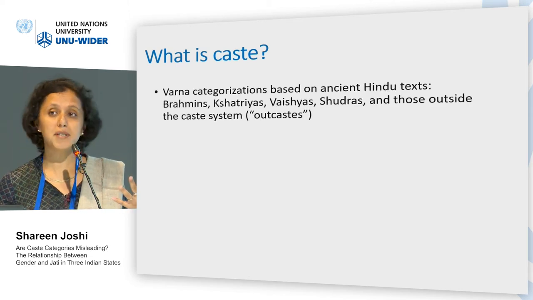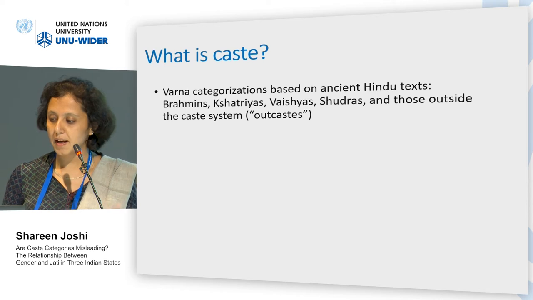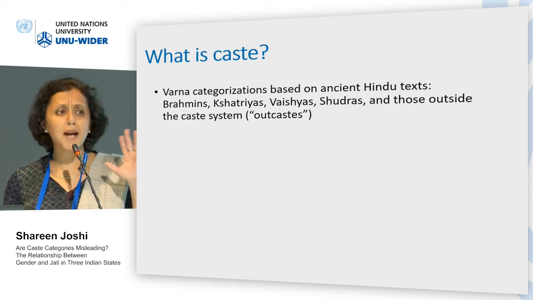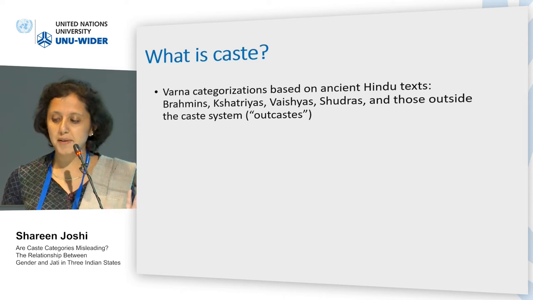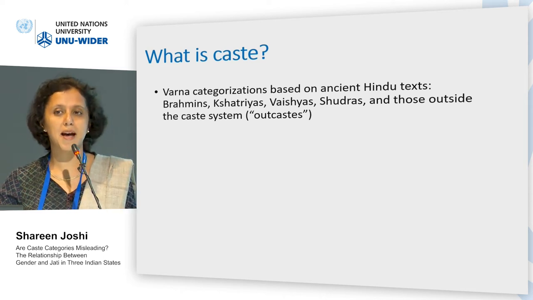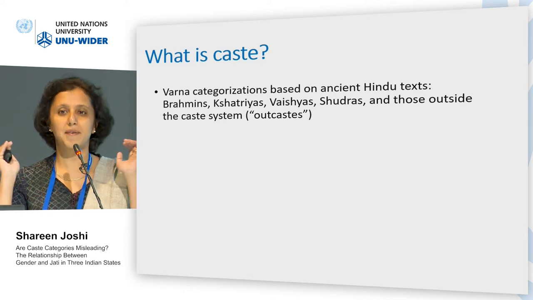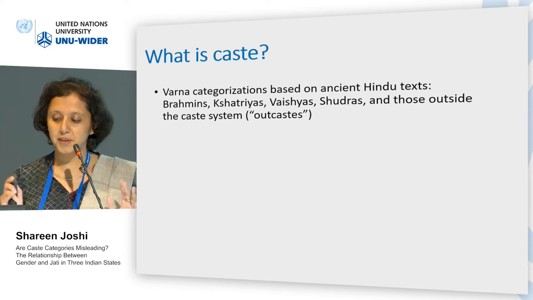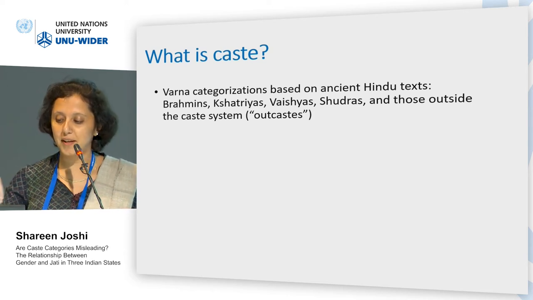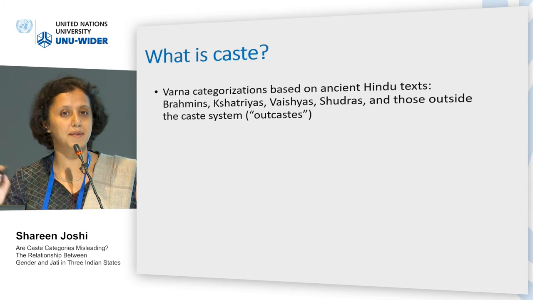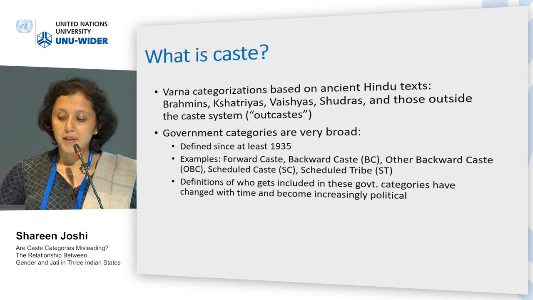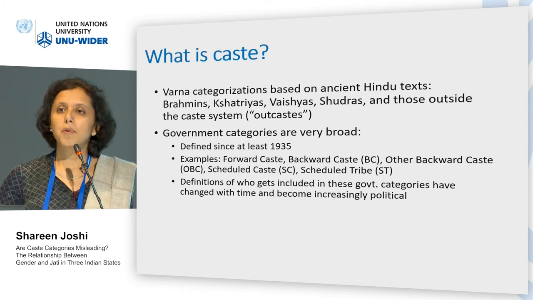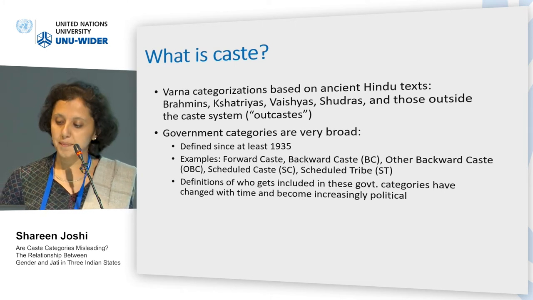So in ancient Hindu texts, you see the word caste described as varna. Right, the Varna categorization was a division of society into four groups, where you have the Brahmins, who are the scholars, if you will, the Kshatriyas, which is the ruling class, the Vaishyas and the Shudras, and those outside the system.